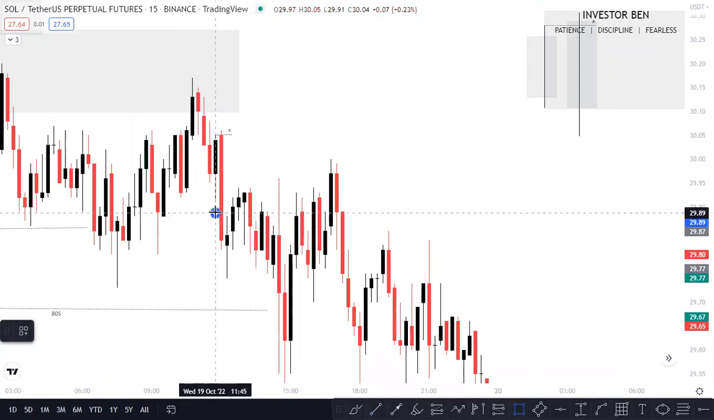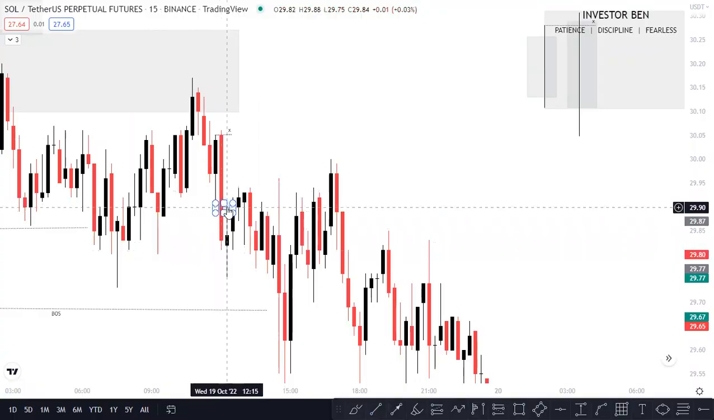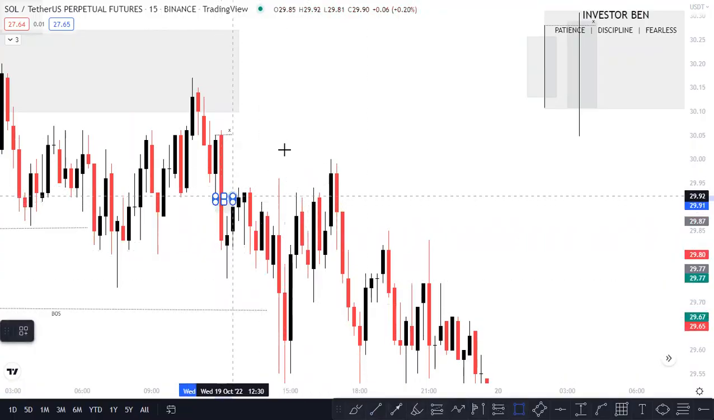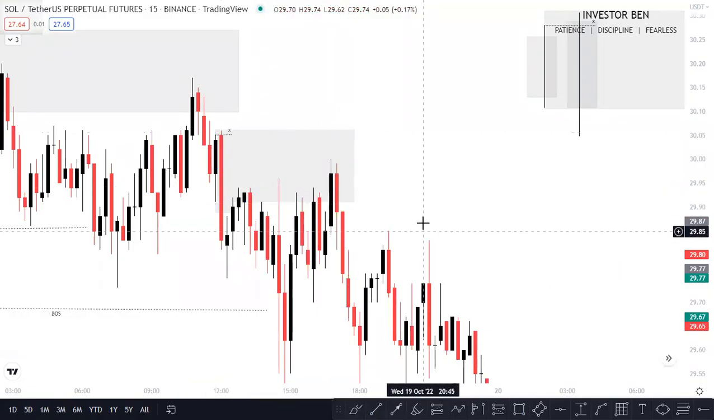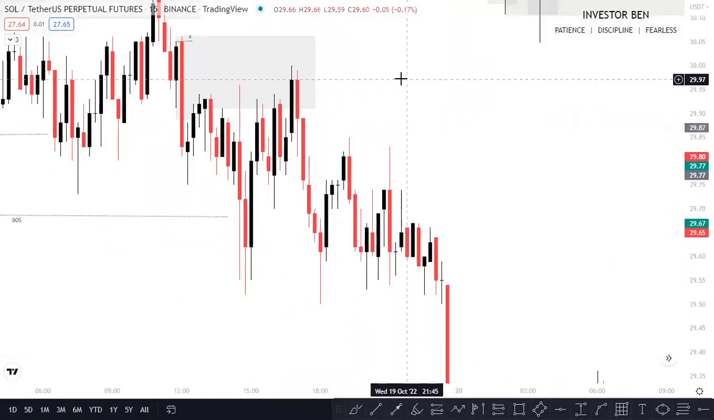Look at this imbalance that later got filled. It had imbalance at this point. And this imbalance plus the liquidity that got swept made this a valid order block to sell the market to the downside. Right.